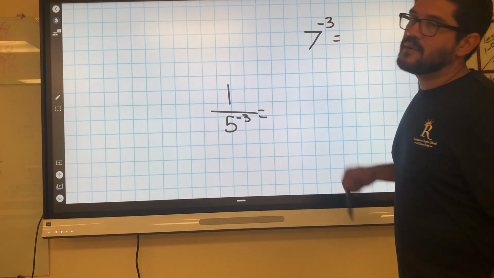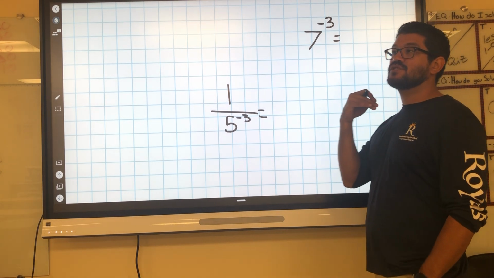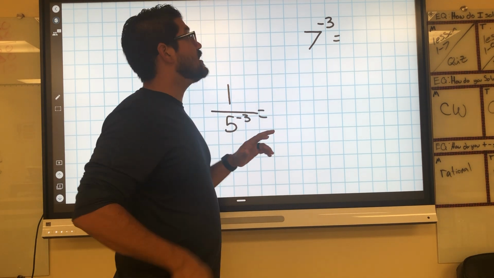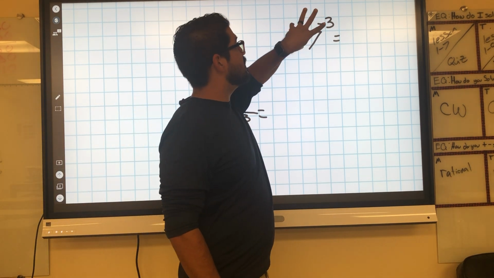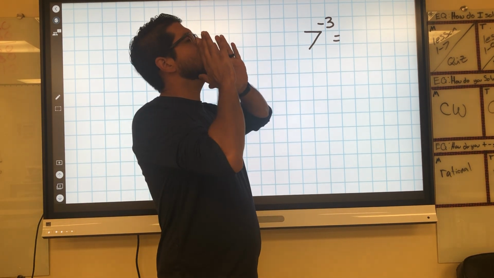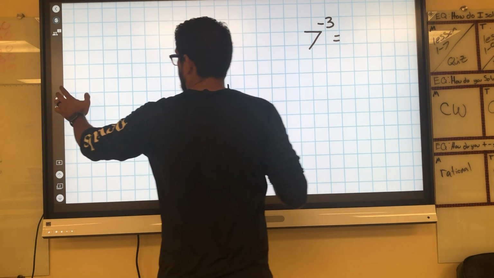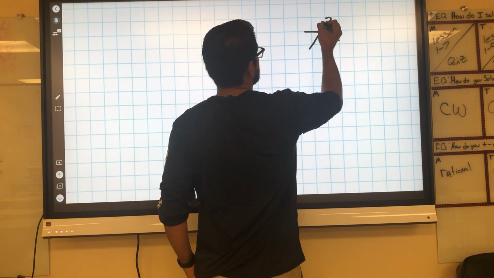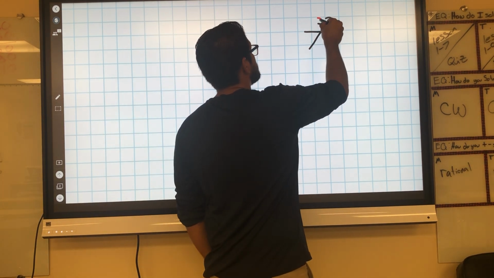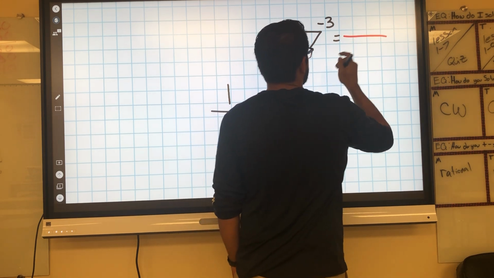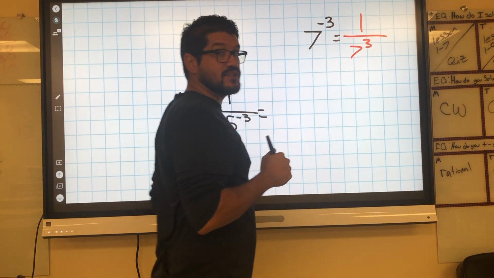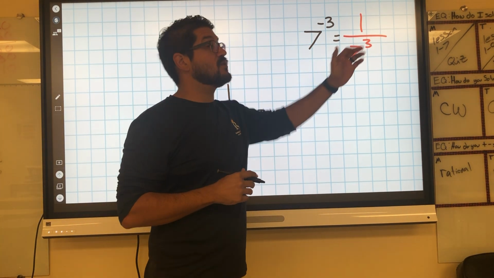So 7 to the power of negative 3. This is the introduction to negative exponents. Now, negative exponents doesn't mean the number is negative. All it means is that this entire thing is on the wrong side of the fraction. That negative is screaming, I'm on the wrong side of the fraction. So when I look at it, I kind of make it look like this. To fix that, it goes on the bottom of this fraction. And now that it's in the correct location, it's no longer screaming, so it's no longer negative.